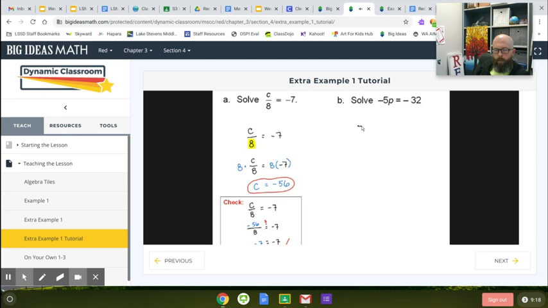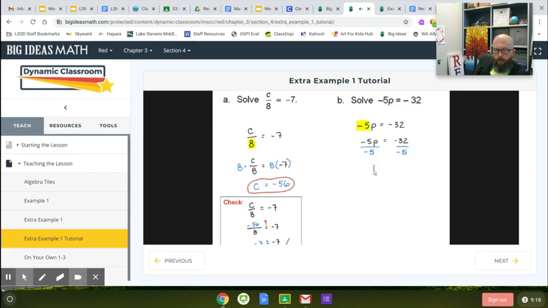So the first thing we want to do is write the equation. Negative 5p equals negative 32. Notice that p is being multiplied by negative 5. So to undo multiplication, we want to use division. Using the division property of equality, we can divide each side of the equation by negative 5. Now let's simplify. Negative 5 divided by negative 5 is 1.